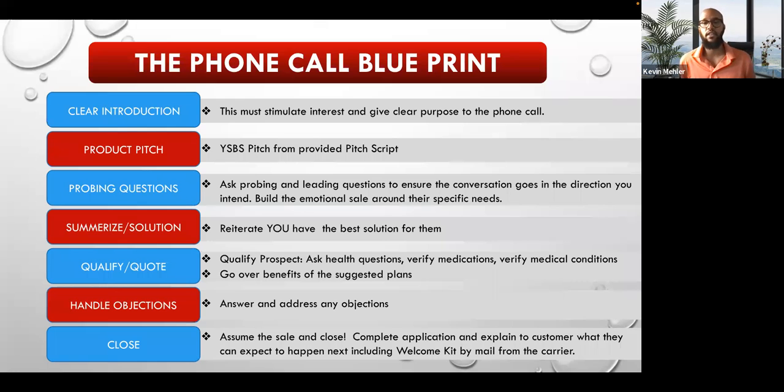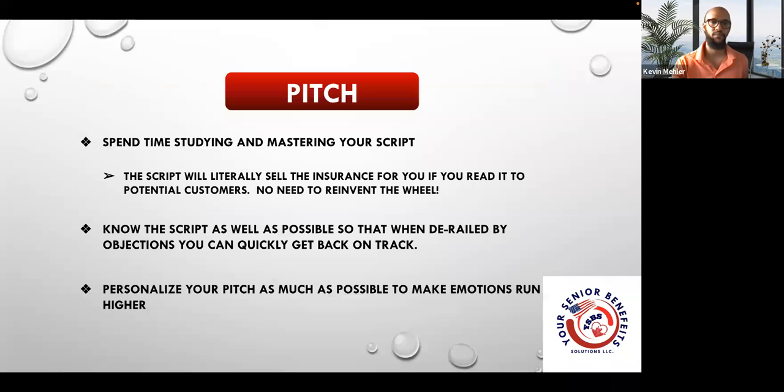Complete the application, explain to the customer what they can expect to happen within the welcome kit that is sent by the insurance carrier, okay? And then we do send out postcards, depending on if you're an hourly employee or a broker. We have a system that actually allows you to send out postcards. So once we key them into our system and complete their file, this automatically goes over to the postcard service and they will receive a thank you postcard within the next few days, all right?